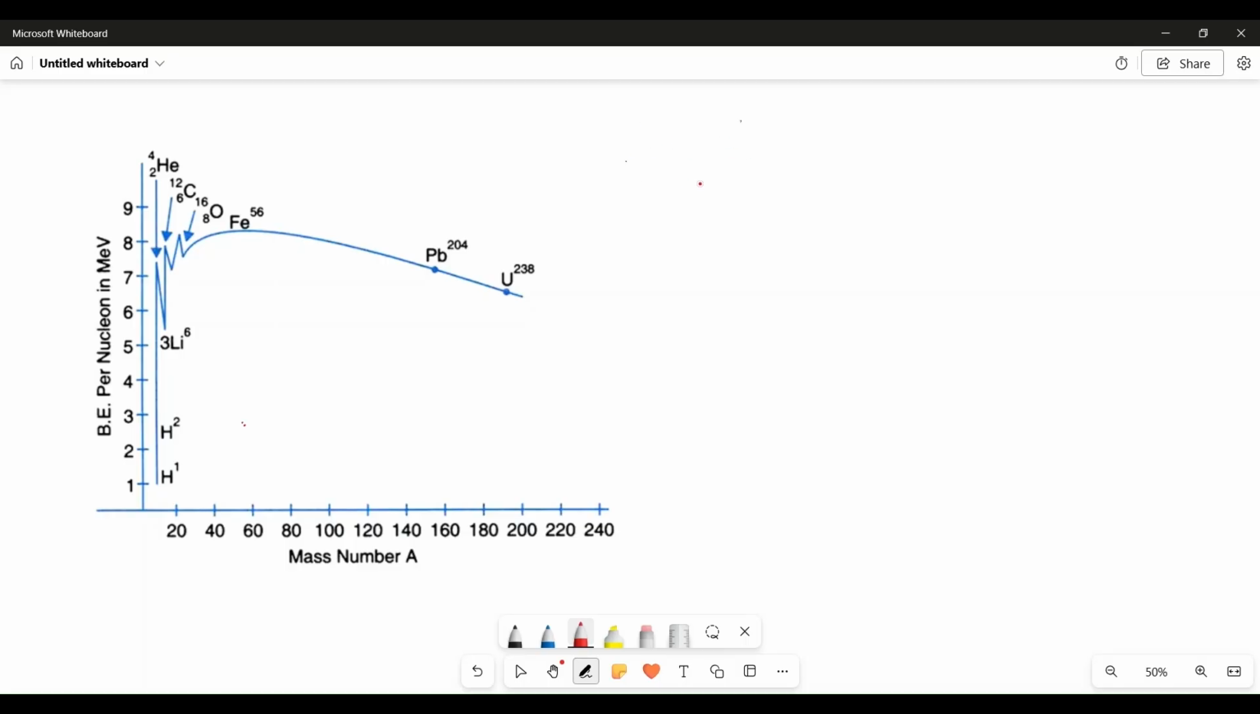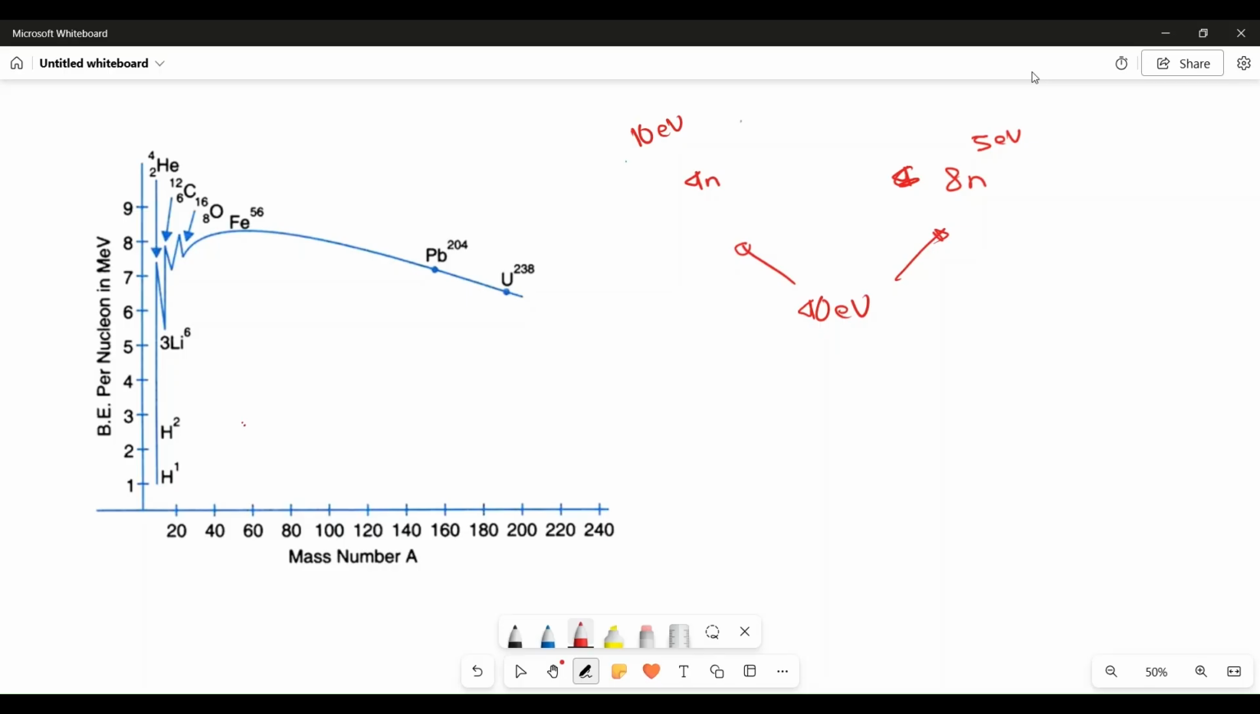Suppose in a system, in a nucleus, we have four nucleons, and in another system we have, for example, 8 nucleons, and in both cases I am providing, for example, 40 electron volts. So in this case, each nucleon will have 10 electron volts, and here 5 electron volts.